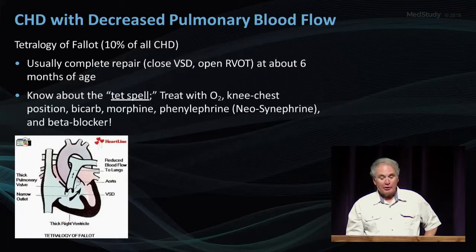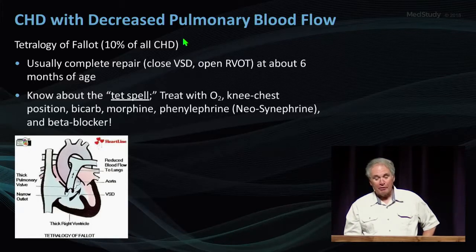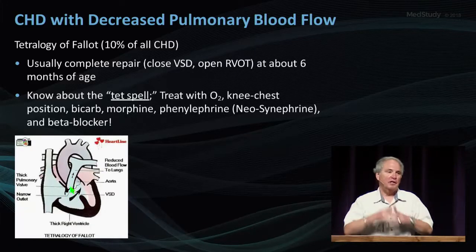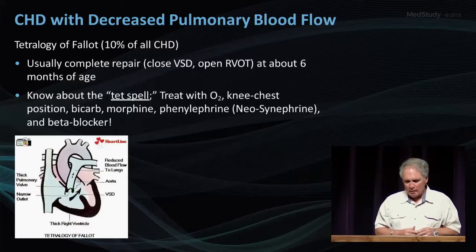Tetralogy of Fallot is usually repaired within the first year of life, about 6 months of age, and the repair consists of closing the ventricular septal defect. Take a look up here, okay? And then reaming out whatever obstruction there is, causing obstruction to pulmonary blood flow. So the muscle beneath the pulmonary valve, and sometimes the pulmonary valve itself needs to be opened up, okay?